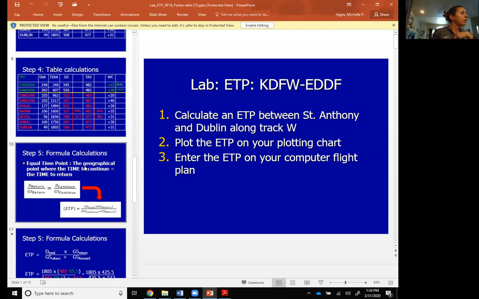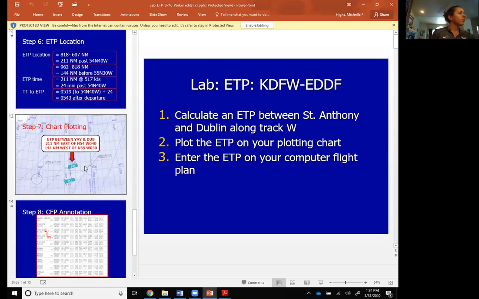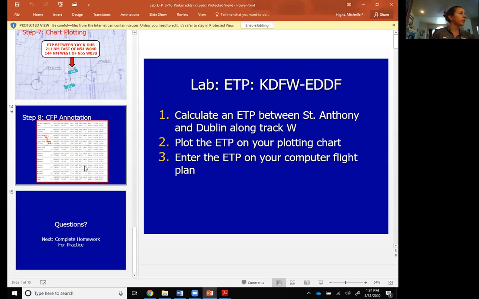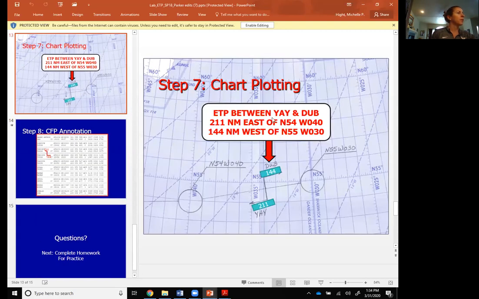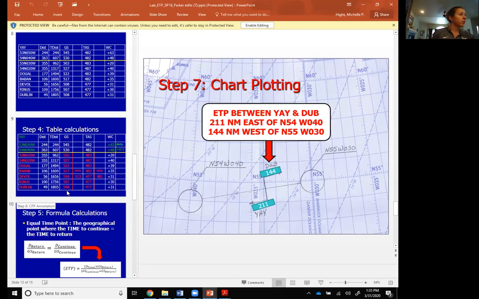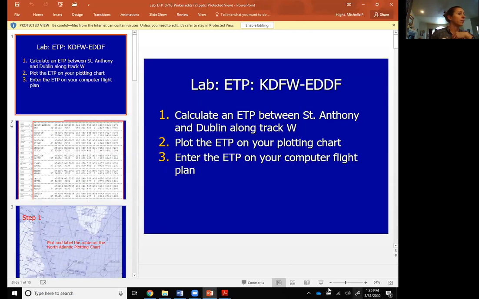This is the final frontier, to understand how we got to this point with this changeover waypoint. ETP between Yea and Dublin is at 211 miles from North 54 West 40, and it's at 144 miles before North 55 West 30. That's the final answer. Now let me show you how we got there.